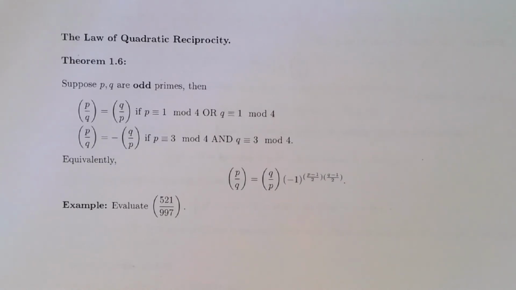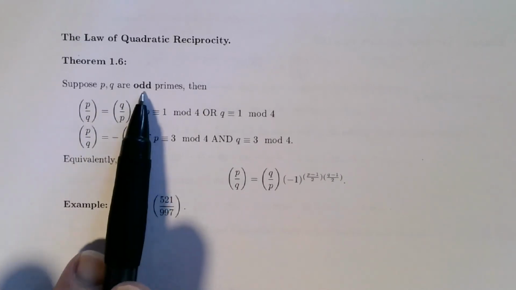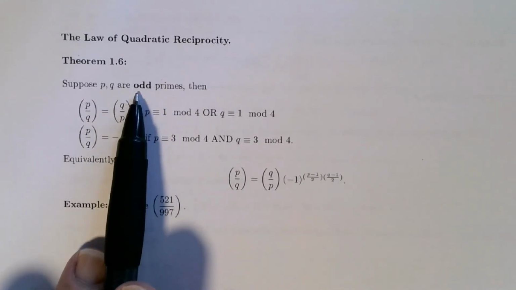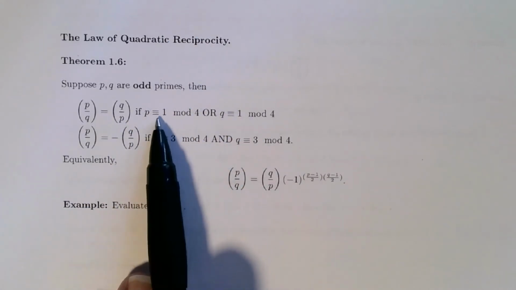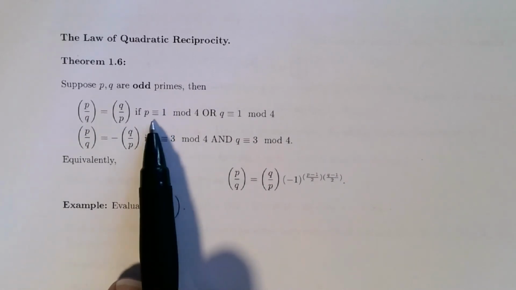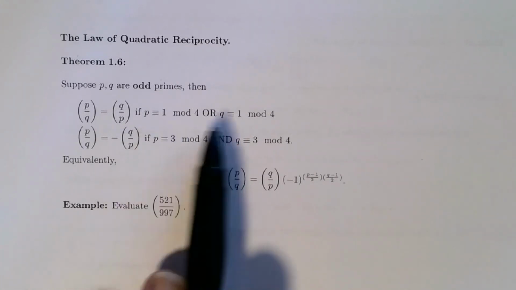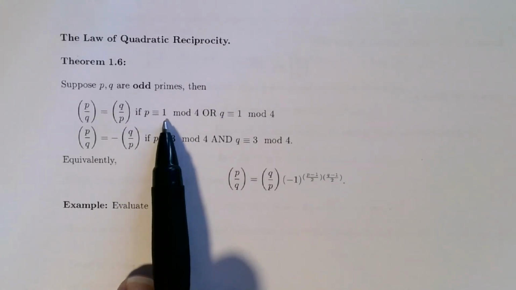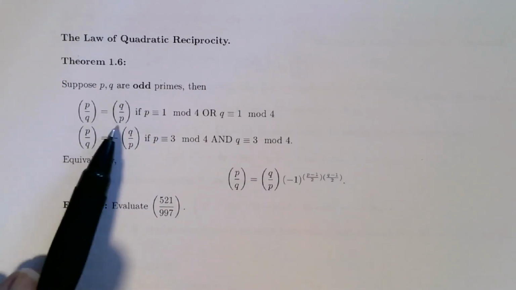So let me just explain to you what this says. It's really telling you a connection between the Legendre symbol (p over q) and (q over p), where p and q are odd primes. Now the odd is very important here. This doesn't work if either p or q is 2, and that's why we needed that earlier special case. So to put this into English, this says if you've got two primes, and at least one of the two is a 1 mod 4 prime, then p is a square mod q if and only if q is a square mod p.